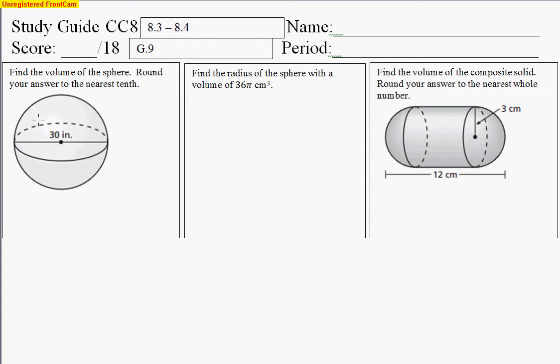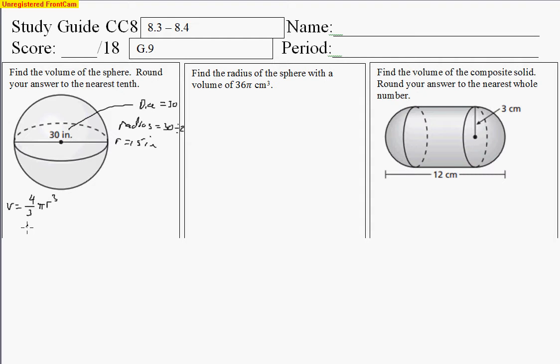So the first thing I see when I look at the sphere is that we've got a diameter. And so I need to take that diameter and cut that in half to find out what the radius is. So our radius is going to end up being half of 30, and that makes 15. So 15 inches is what I'm going to use for the radius. And then I'm going to look at the formula. So my formula is this: volume equals 4/3 pi r cubed. So that's why I wanted to find that radius, because the volume formula has the radius in it.